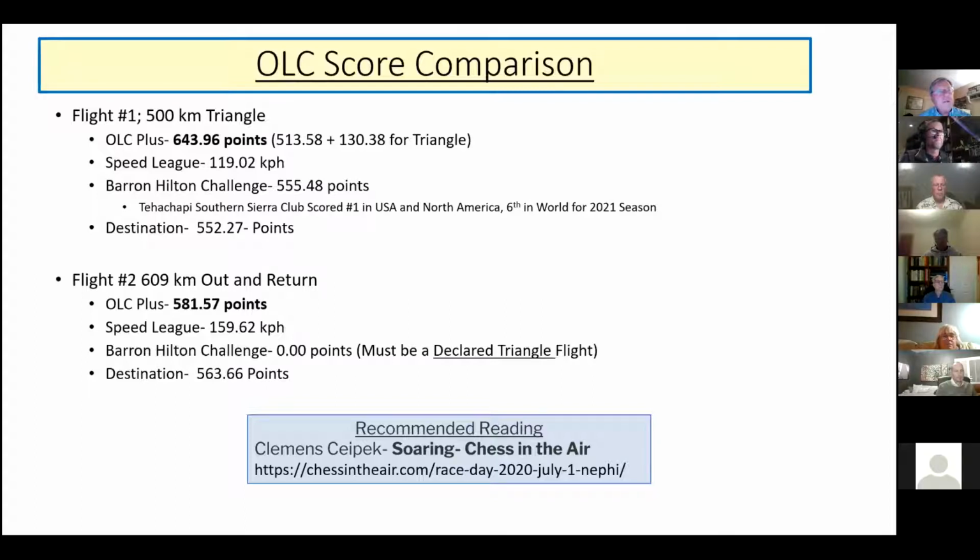The Baron Hilton Challenge was kind of interesting this last year. We flew several triangles at Tehachapi Southern Sierra Club, and we ended up number 1 in the USA and North America and 6th in the world. I didn't even know this existed, to be honest with you, until the end of the season. The Baron Hilton Challenge requires that you declare your triangle flight. It must be declared before you go. And of course, you have to achieve it. So you can't just go out and fly a triangle and say you did it. It has to be declared first. And that's why we did so well.